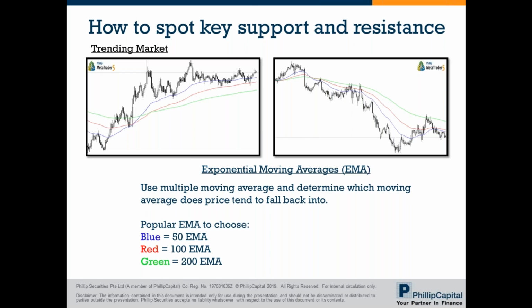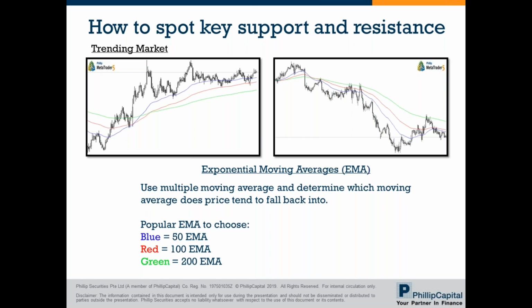So in the left image, you can observe that prices tend to fall back into the blue line, right? The blue EMA, which is the 50 EMA. So what this tells us is that the blue EMA is a strong support level, and it tells us that in future, when prices fall back into that line, it is a cue for us to look out for where prices will go to next. And it is highly likely that prices will continue to bounce back up away from that level. But of course, as I mentioned in the beginning, this is not 100% true, but it is likely to happen this way.